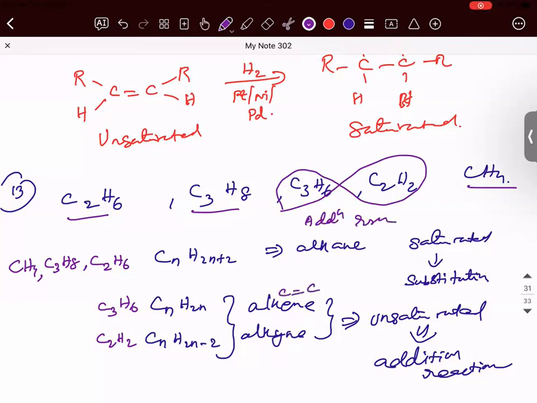Alkenes have a carbon-carbon double bond, alkynes have a carbon-carbon triple bond. So the unsaturation becomes saturation when we are adding hydrogen. Okay.